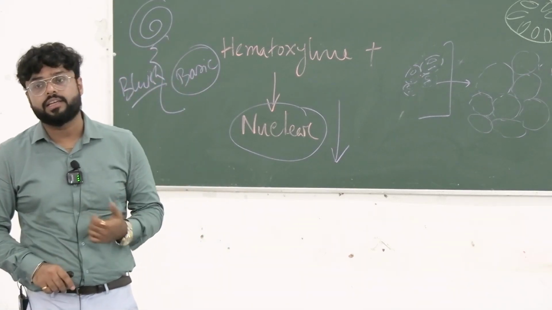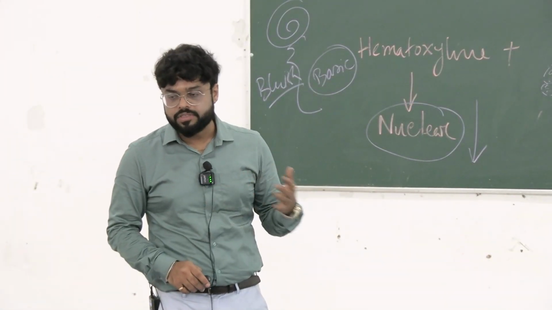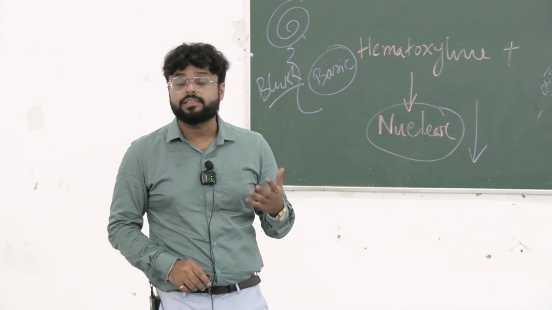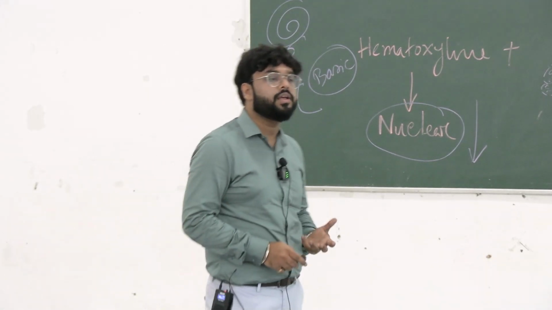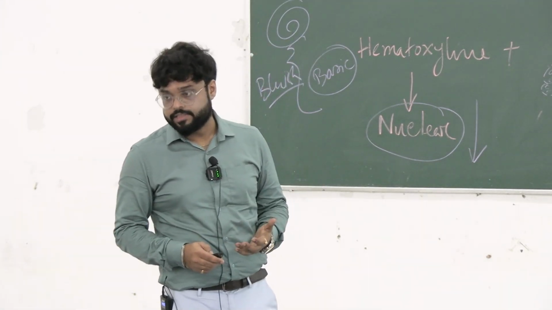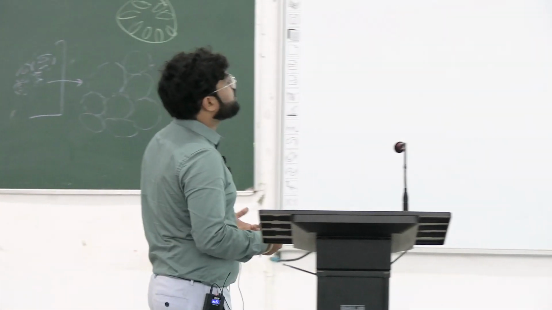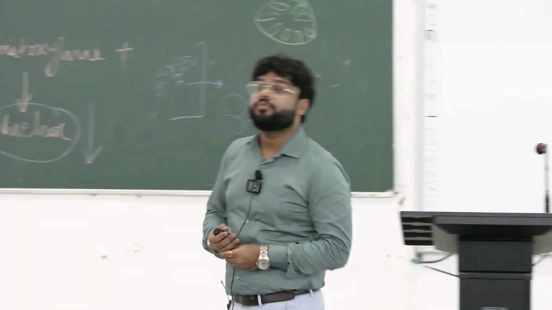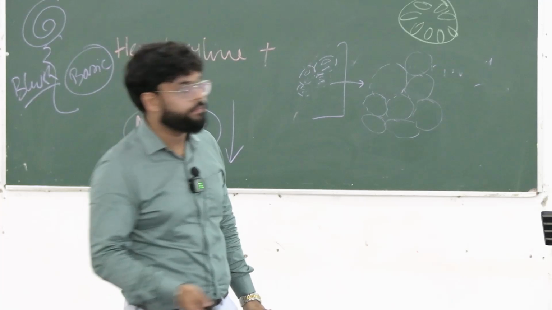Degradation or dead cell scavenging is done mainly by the process of phagocytosis by some tissue macrophages. The tissue macrophages are known as phagocytes. So the first phase is the initiation phase. Initiation phase can be of two types. One is the extrinsic pathway, one is the intrinsic pathway.